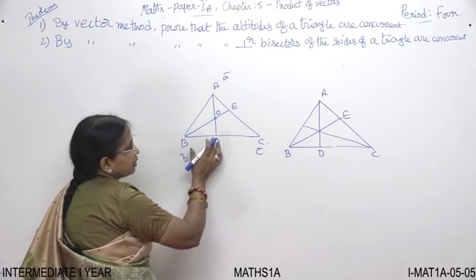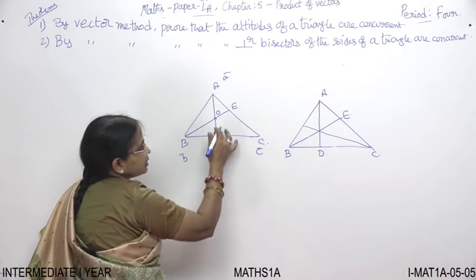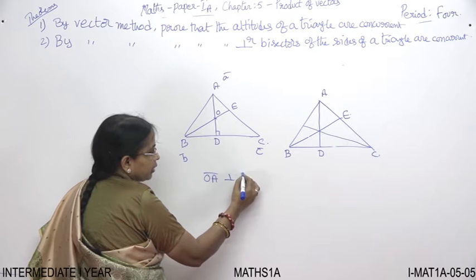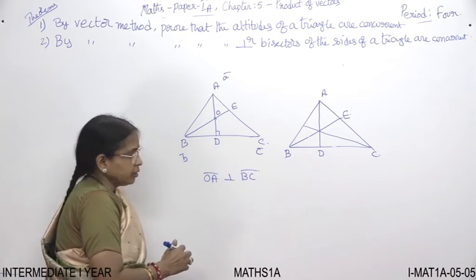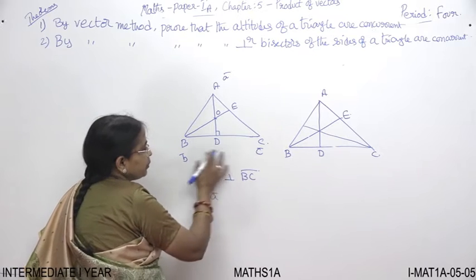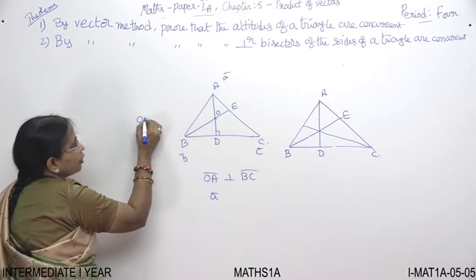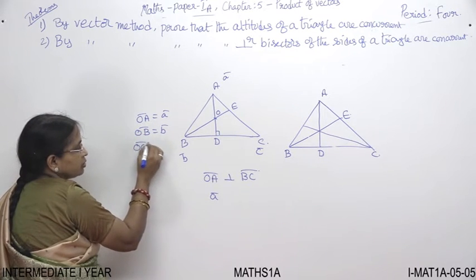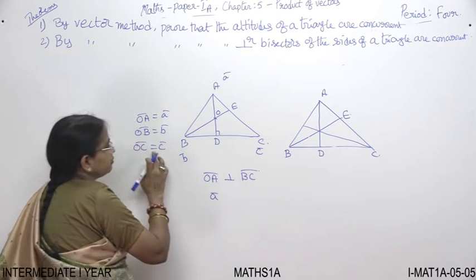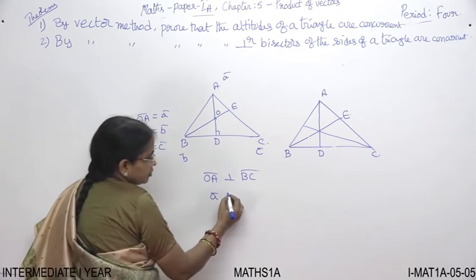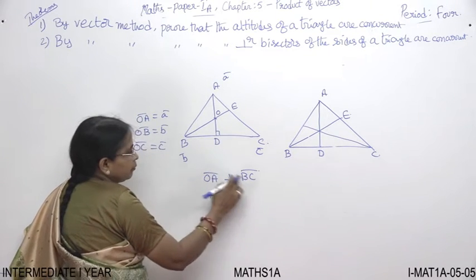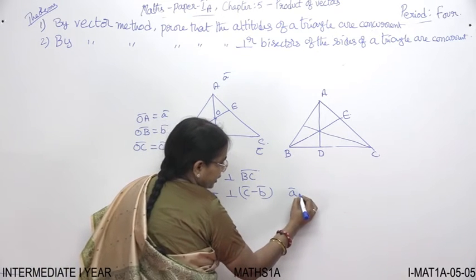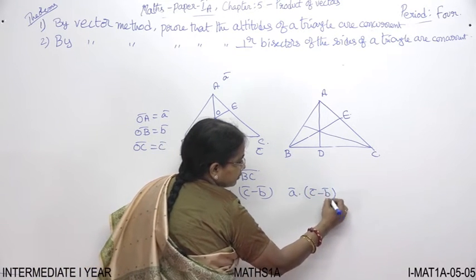So now what we do is, AD is one altitude, no? So that means OA is perpendicular to BC. OA is A. What is BC? Actually we have OA is equal to A, OB is equal to B, and then OC is equal to C. So what is BC? BC is OC minus OB. So A is perpendicular to BC, that is C minus B. Because they are perpendicular, their dot product is 0. So A dot C minus B is equal to 0.